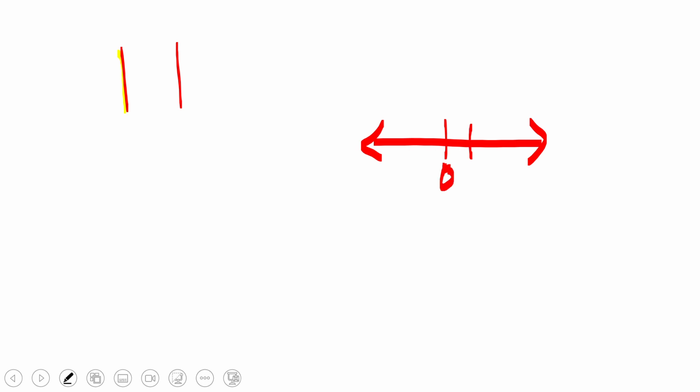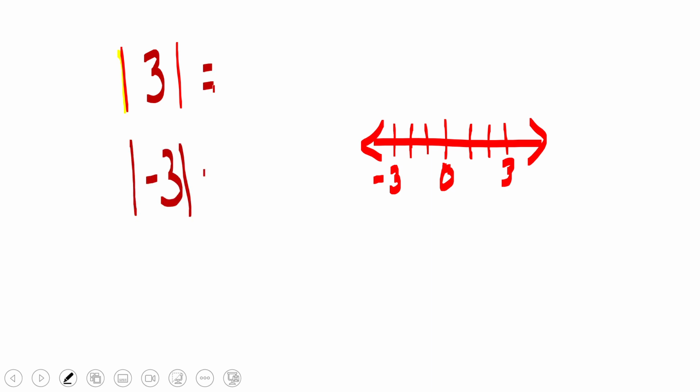So if you have something like 1, 2, 3, -1, -2, -3, then we would say the absolute value of 3 and the absolute value of -3 are both +3. Absolute values always answer in the positive because it's just the distance of 3 units to 0 on the number line. Also, the distance of 3 units from -3 to 0 on the number line.